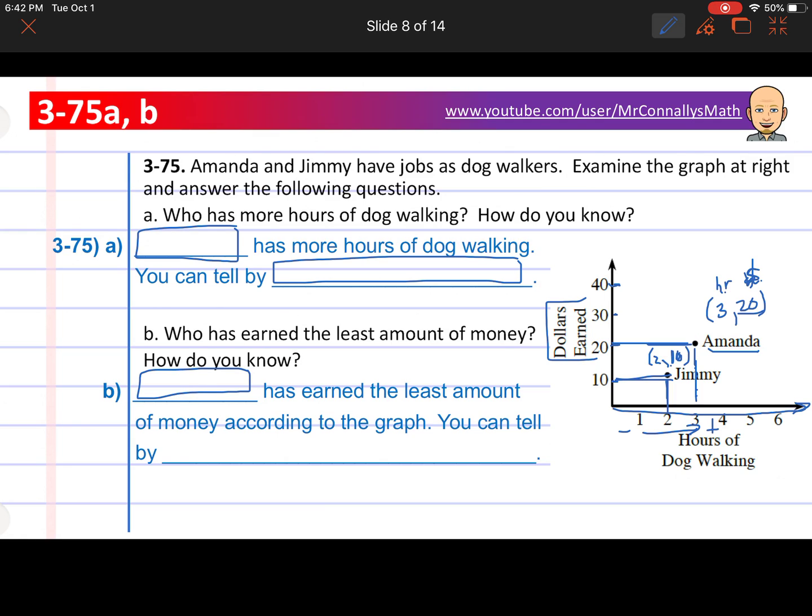And you can tell this by seeing that Jimmy is lower on the y. This is the y-axis. Jimmy's dot is lower. His point is lower. And if it was higher, it would be more. So since Jimmy's is lower on the y-axis, we can tell that he's made less money. Okay, so fill that in. Pause, and when you're ready, let's move on.